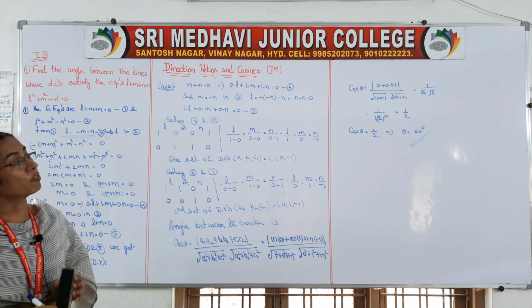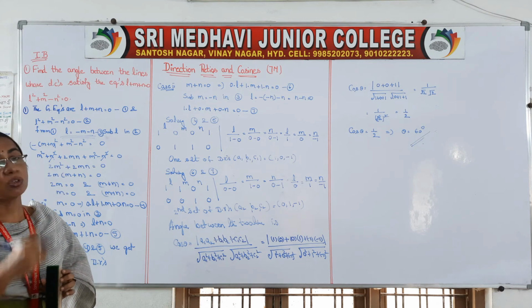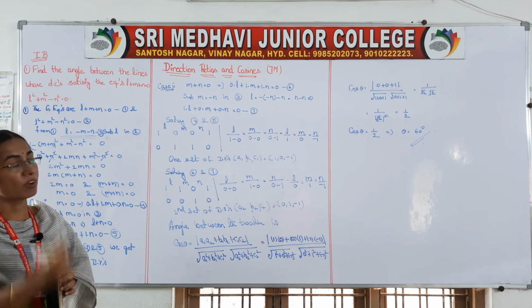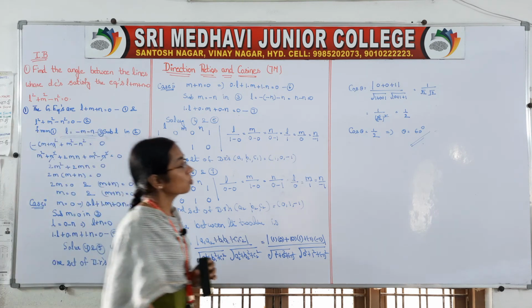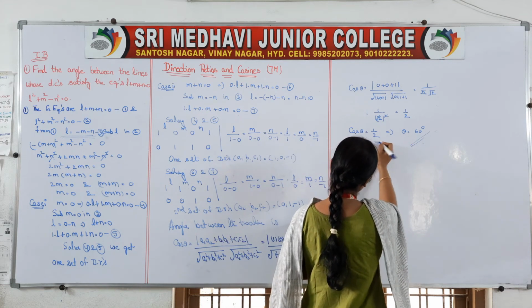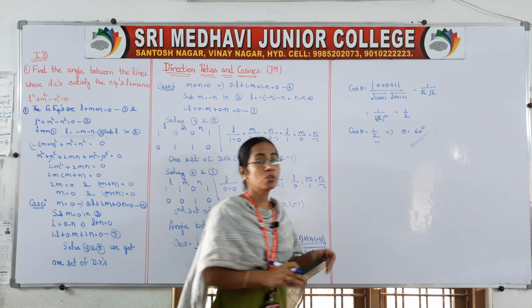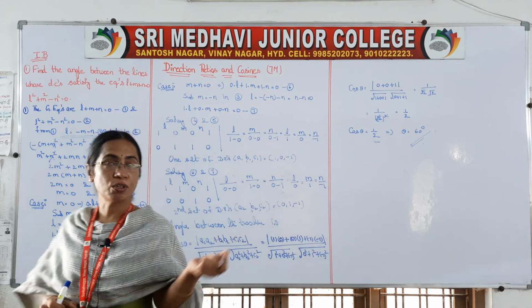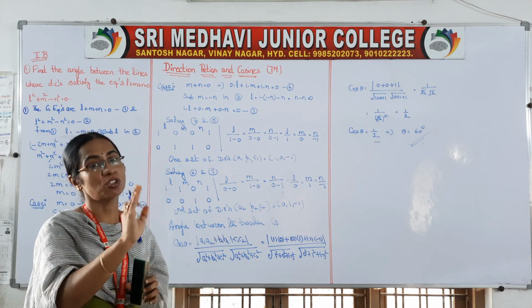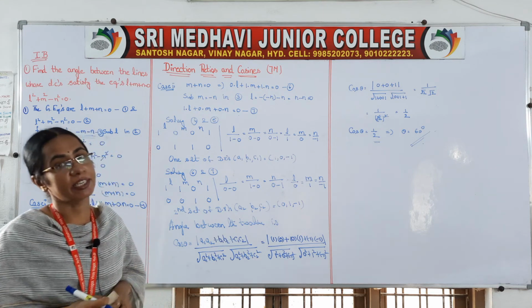Substitute, right? We got 1 by root 2 into root 2. Root 2 square means square and square root cancel, so 1 by 2. Okay, so cos theta is equal to 1 by 2. Cos of which angle is equal to 1 by 2? Cos 60 is 1 by 2. So theta is equal to 60. That means the angle between these two lines is 60 degrees.